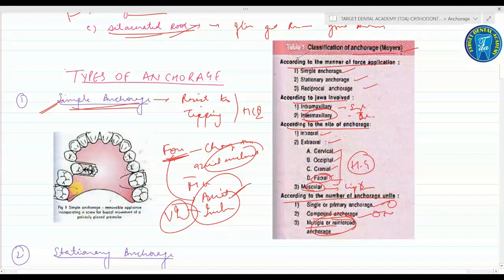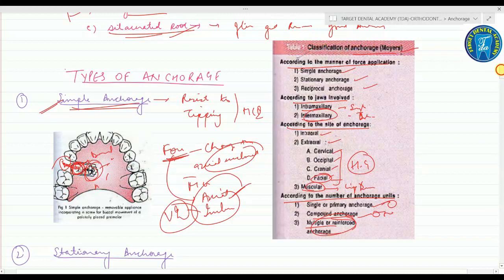Like this is the example. So in this, this is the acrylic plate, and this is the screw which is incorporated into the acrylic plate, and it is mainly used for the buccal movement of the premolar. The premolar is palatally placed. This screw helps to push the premolar buccally.